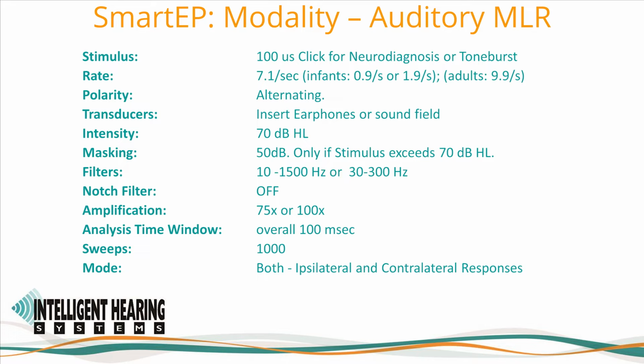Transducers, as mentioned earlier, are usually insert earphones or sound field. Starting intensity is typically around 70 dB NHL. Masking is 50 dB SPL only if the stimulus exceeds 70 dB NHL. Filters can be 10 to 1500 Hz or 30 to 300 Hz. Notch filter is typically turned off unless it is necessary to activate due to power line noise. The gain or amplification can be set to 75K or 100K.